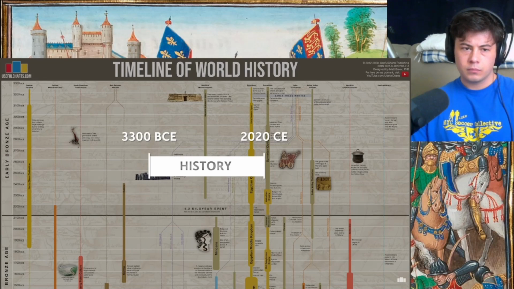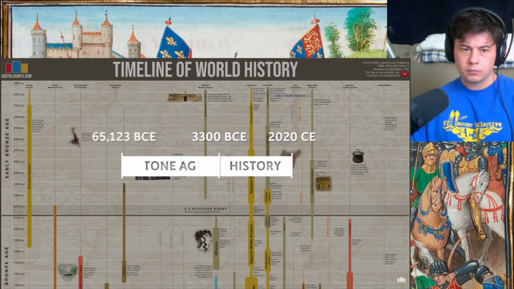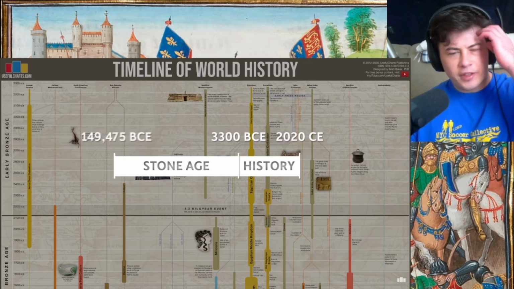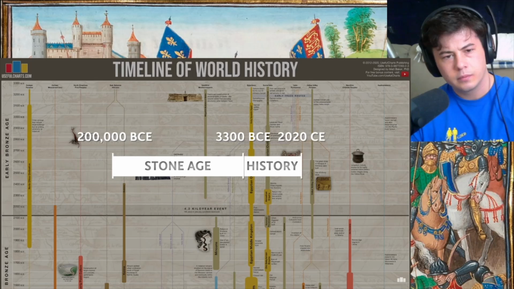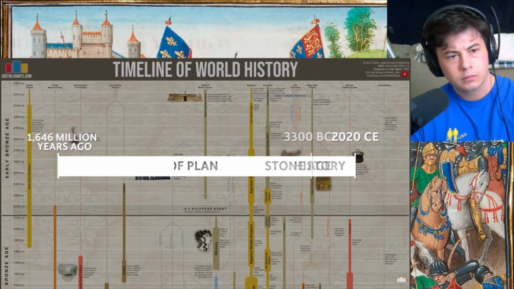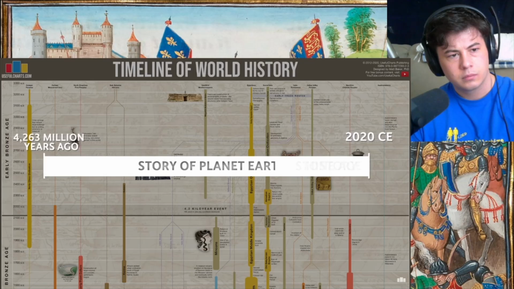If we're talking about the prehistory of our species, Homo sapiens, it goes back about another 200,000 years, a time period also known as the Stone Age. If we're talking about the prehistory of the planet Earth, well, that goes back about 4.5 billion years.